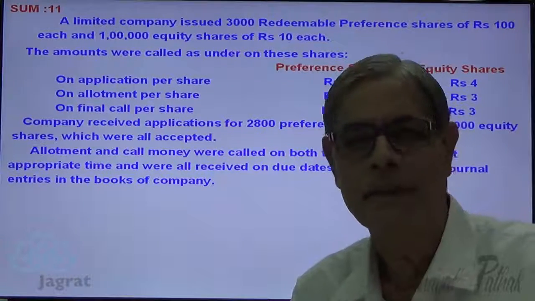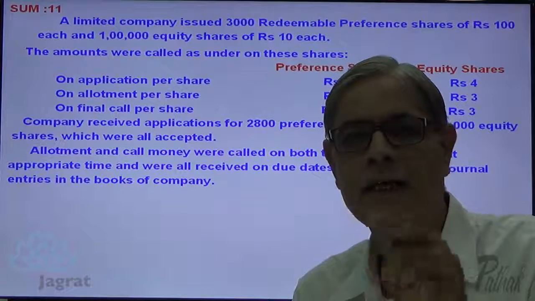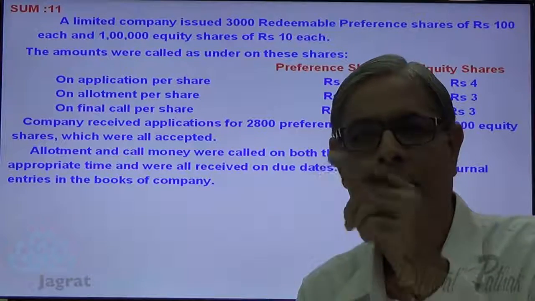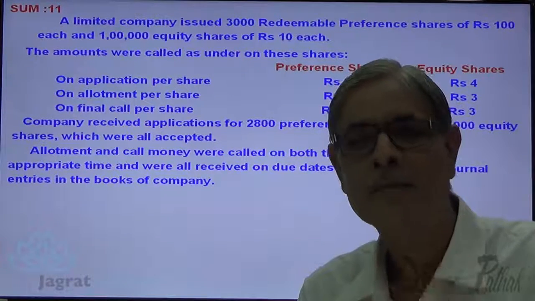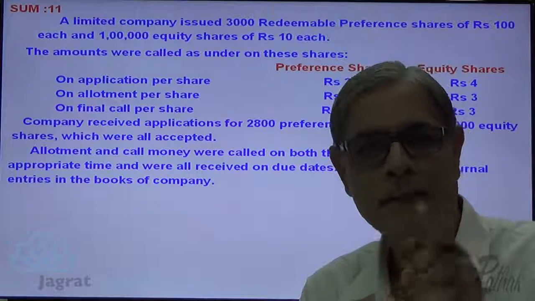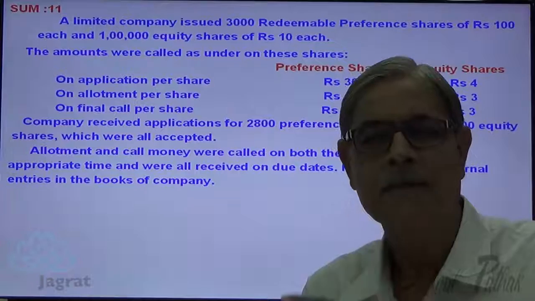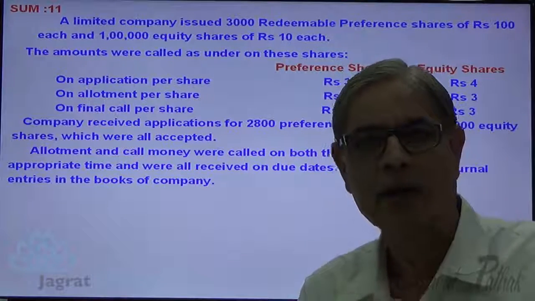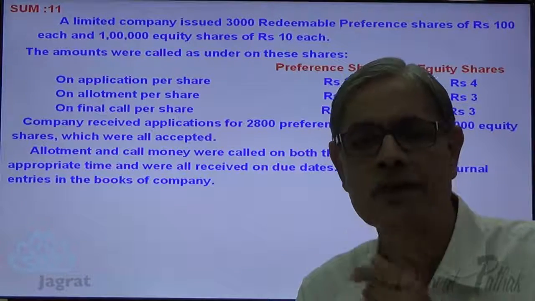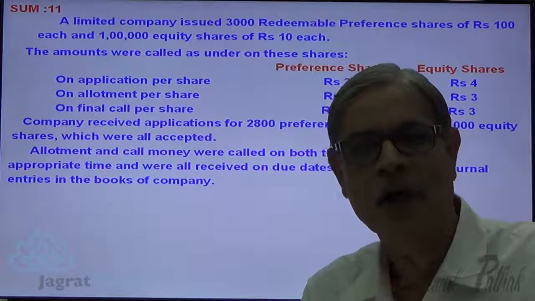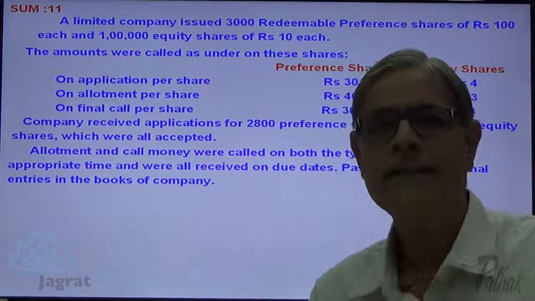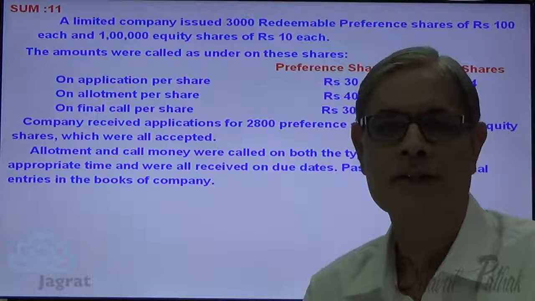Now the fifth entry will be allotment money demanded on preference shares. Sixth entry, allotment money demanded on equity shares. Next entry, allotment money received on preference shares. Then next entry, allotment money received on equity shares. Then final call demanded on preference shares. Then final call demanded on equity shares. Then final call received on preference shares. Then final call received on equity shares. This is the sequence in which we should write the entries.